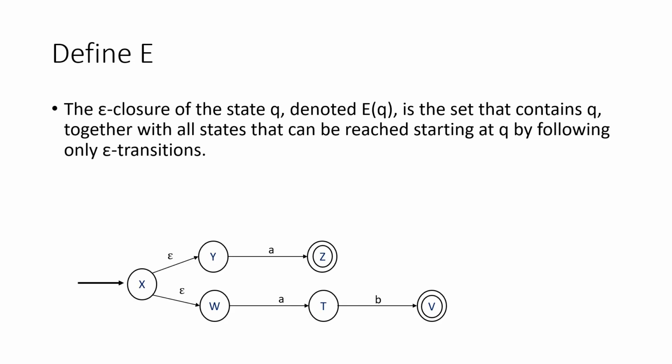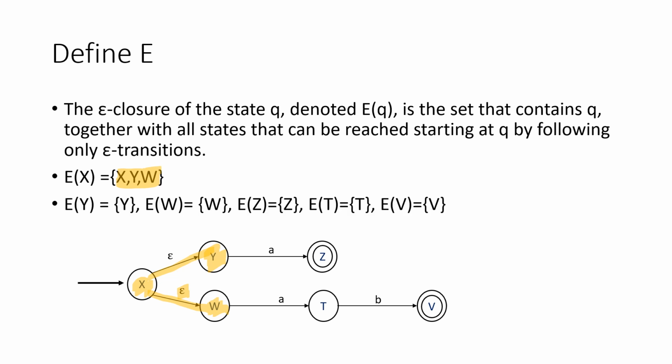The epsilon closure of a state is the set that contains that state plus all the states that can be reached starting at that state by following only epsilon transitions. Looking again at our example, E of X is going to be X because it's itself, and following along, I'm going to see an epsilon to Y and an epsilon to W, and so here I have X, Y, and W.